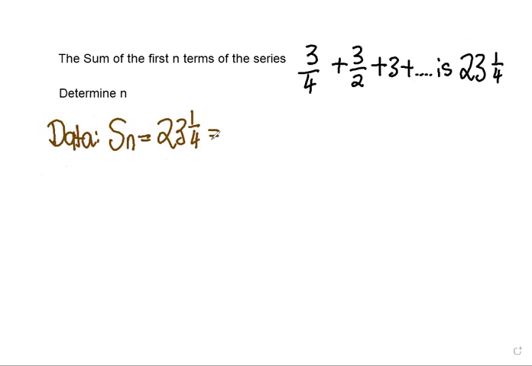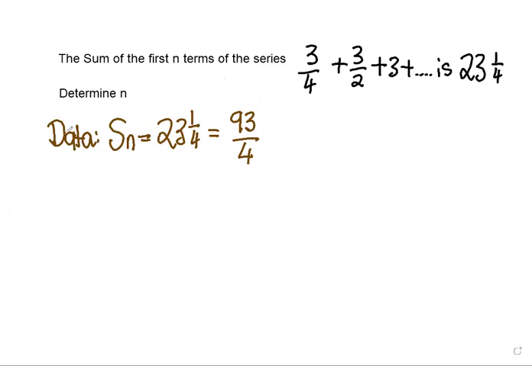Now, one thing that you need to understand is that 23 and 1 over 4 can be written as what? You're going to say 4 times 23 plus 1, over 4, right? Let's double check that. 23 and 1 over 4 can be written as 93 over 4, right? So this one I'm going to write as 93 over 4. So for my sum of the number of terms, I will basically use 93 over 4.